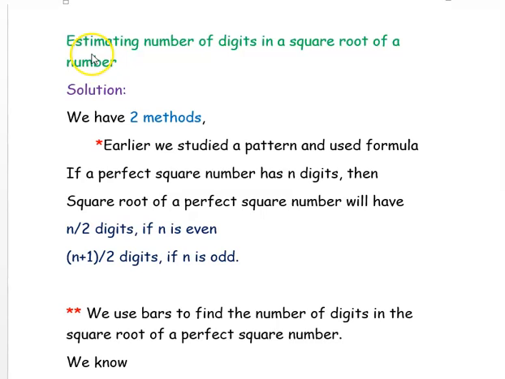The next thing we are going to see is how to estimate the number of digits in a square root of a given number. We have two methods for finding the number of digits in a square root of a given number. The first method we have seen in earlier videos, where we studied a pattern and used a formula. If a perfect square number has n digits, then its square root will have n by 2 digits if n is even and (n plus 1) by 2 digits if n is odd.